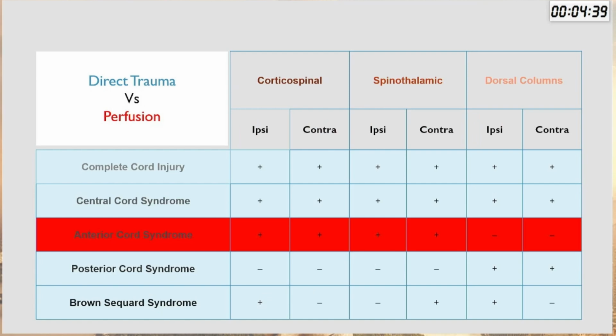Now, if we would like to look at the correlation between the underlying cause and the different cord syndromes, we will have the main correlation between perfusion deficit patterns and the anterior spinal cord syndrome, where we have affection of the corticospinal tract and the spinothalamic tract. Other cord injuries or cord syndromes usually are caused by direct trauma.